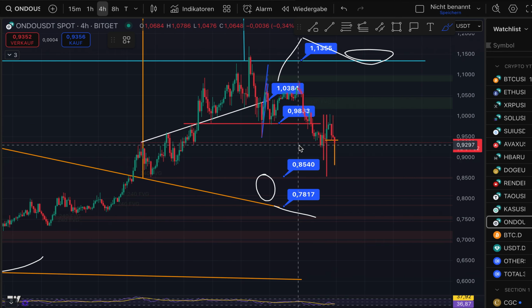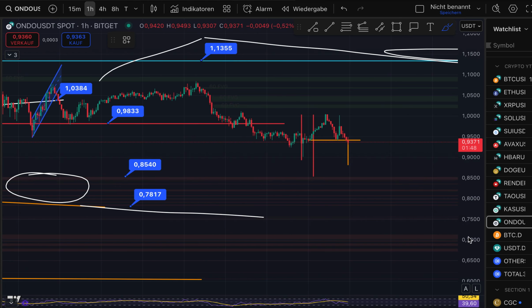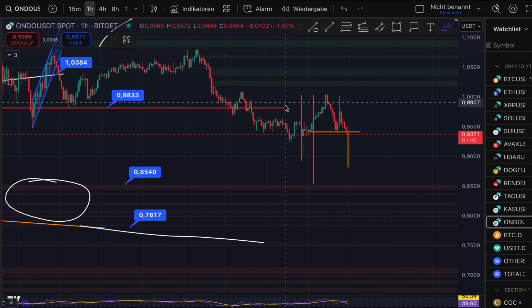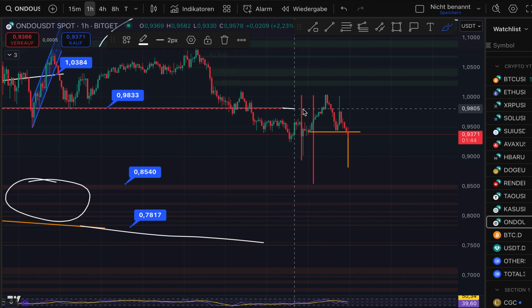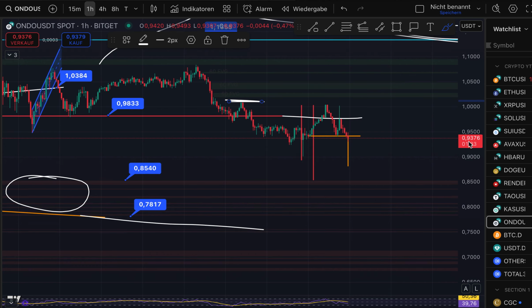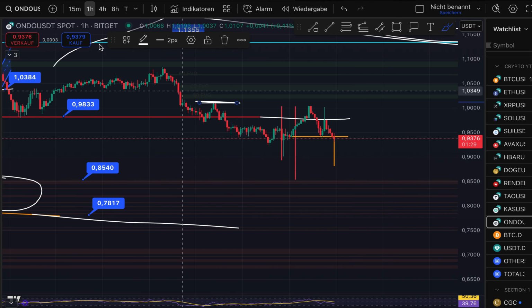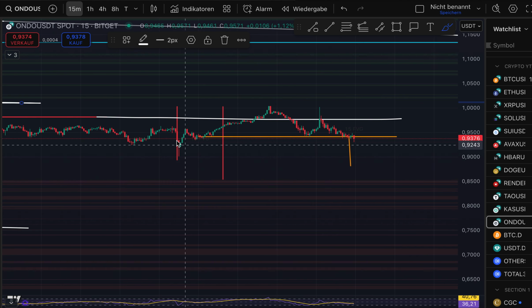So what about ONDO? ONDO also broke here to the downside, 98.3 cents. Even got another push, but we failed to get over this resistance, over this top. So basically, we have currently 3 targets ongoing. For that, we have to go into the 50 minutes chart.